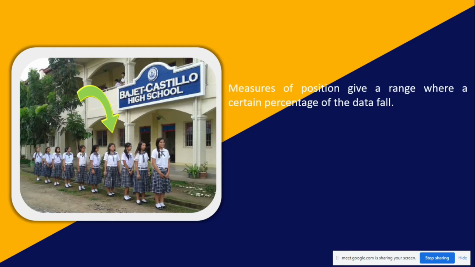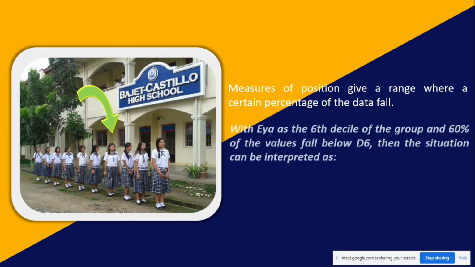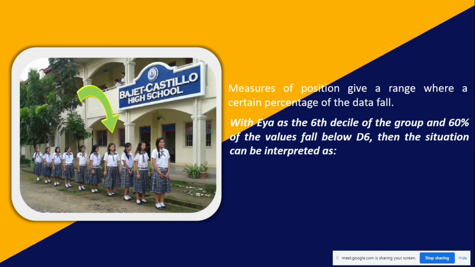So, measures of position give a range where a certain percentage of the data fall. For example, with Aya as the 6th decile of the group, and 60% of the values fall below D6, then the situation can be interpreted as 60% of the students are shorter than her. Take note na si Aya dyan is the 6th decile.